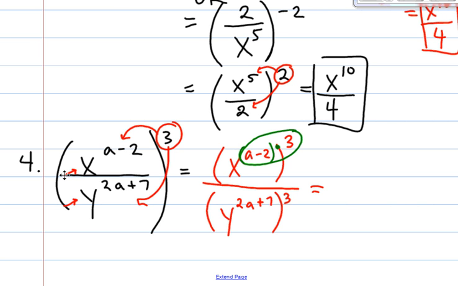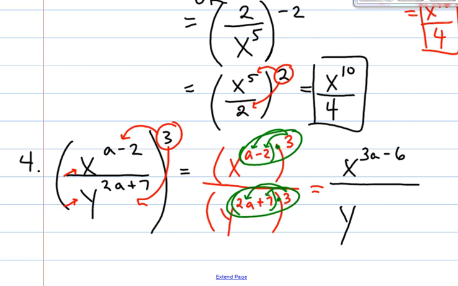So just to show you, I put my a minus 2 in parentheses because that 3 is going to have to distribute. So then for my final answer in the numerator, we get x to the a minus 2 times 3. 3 times a is 3a, minus 2 times 3 is 6. In the denominator, we're going to do the same thing. We have a power to a power, so we get to multiply. And watch out, that 2a plus 7, you need to think of that as in parentheses. So 3 times 2a plus 3 times 7. So that final answer will be y to the 2a times 3 is 6a, plus 7 times 3 is 21.